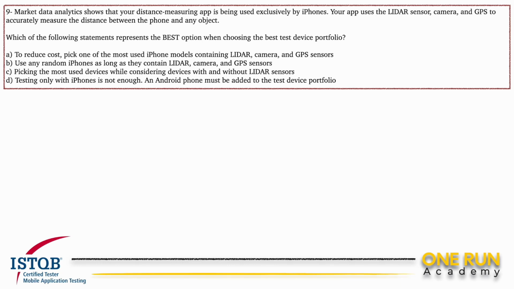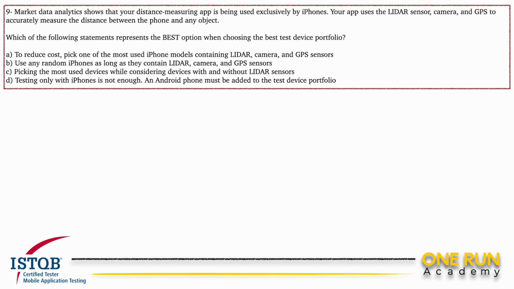A. To reduce cost, pick one of the most used iPhone models containing LiDAR, camera, and GPS sensors. B. Use any random iPhones as long as they contain LiDAR, camera, and GPS sensors. C. Picking the most used devices while considering devices with and without LiDAR sensors. D. Testing only with iPhones is not enough. An Android phone must be added to the test device portfolio.